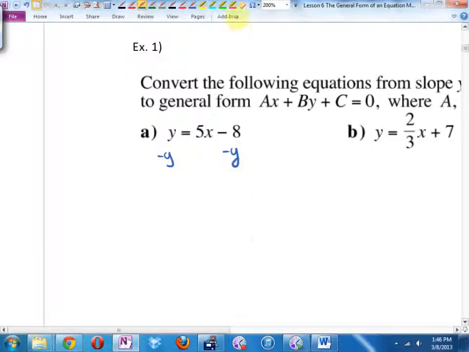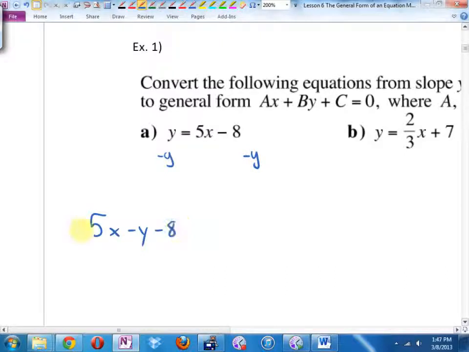Except really I should put the minus y, I guess, hanging in midair over here just to show there's no y's to subtract it from up there. And I get this. 5x dropping down like a domino. Yes? A minus y dropping down like a domino. Yes? A minus 8 dropping down like a domino.